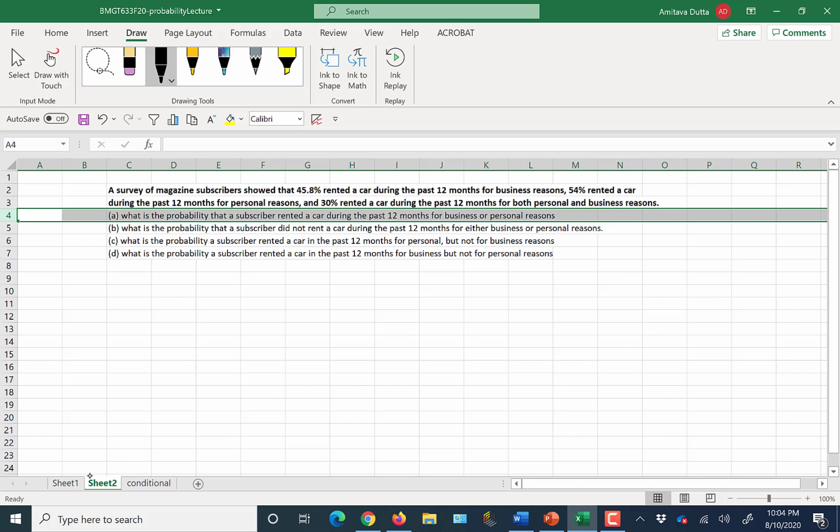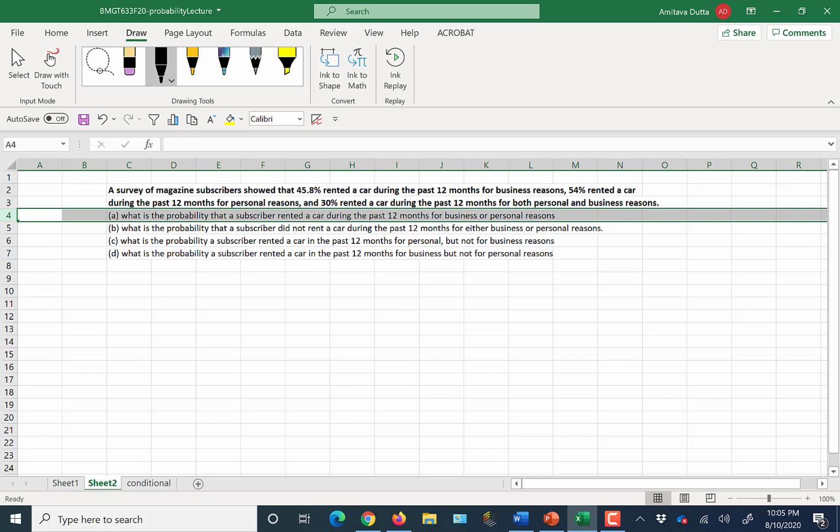So here we are told a survey of magazine subscribers shows that 45.8% rented a car during the past 12 months for business reasons. 54% rented a car in the past 12 months for personal reasons. And 30% rented a car for both personal and business reasons.